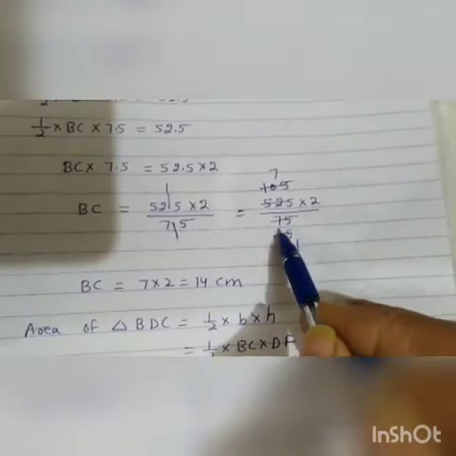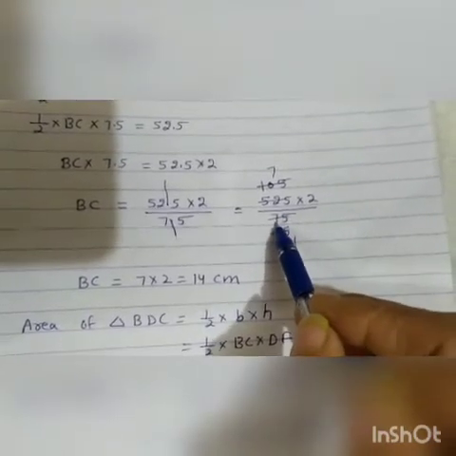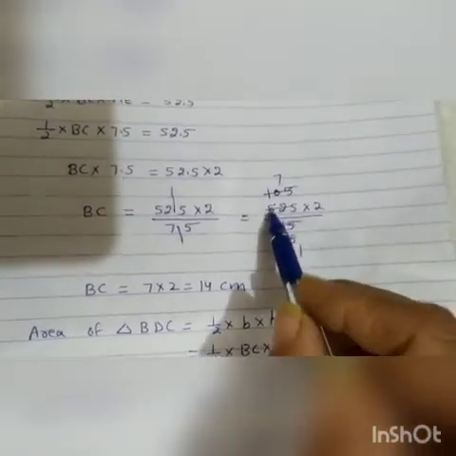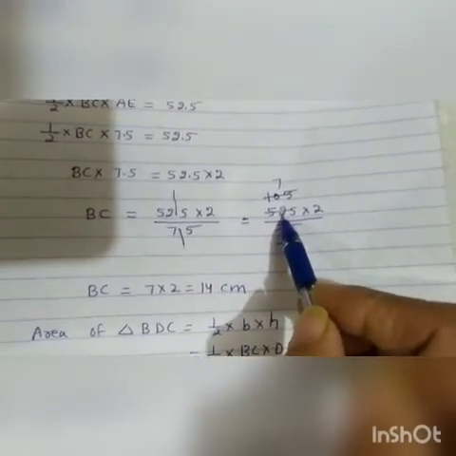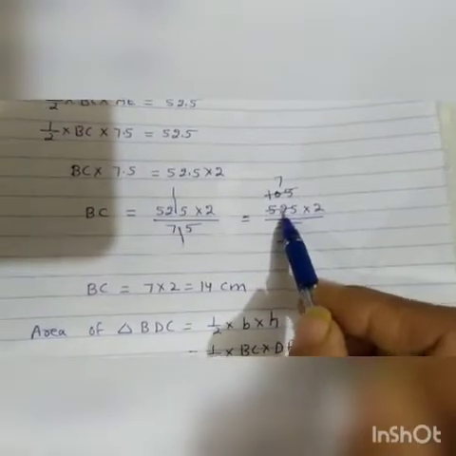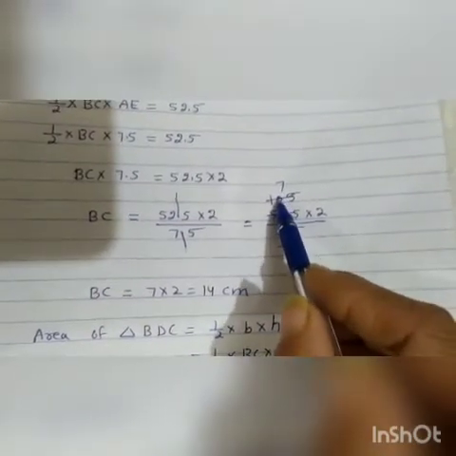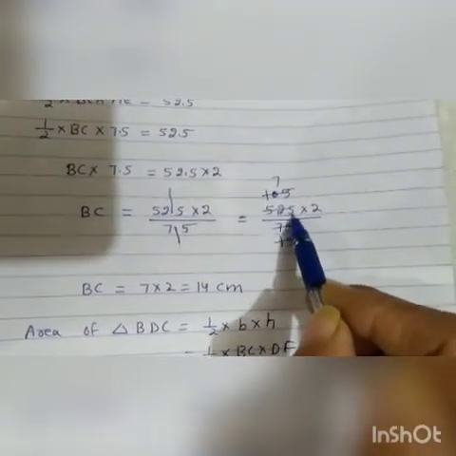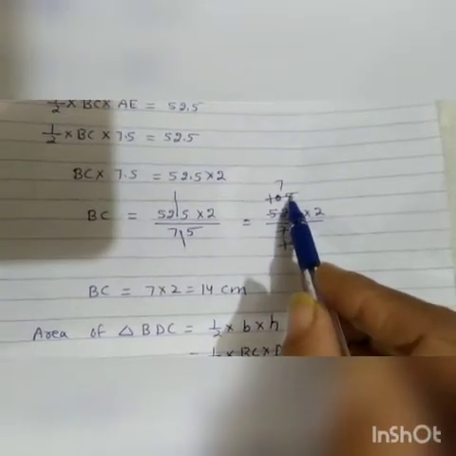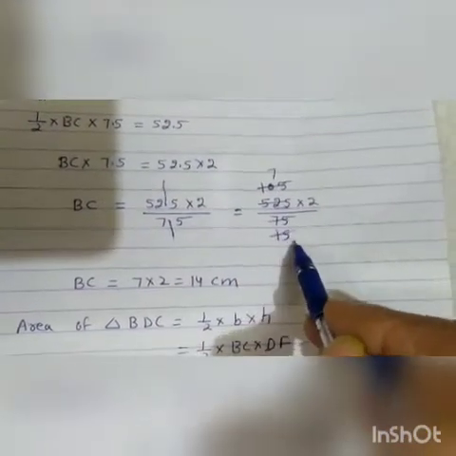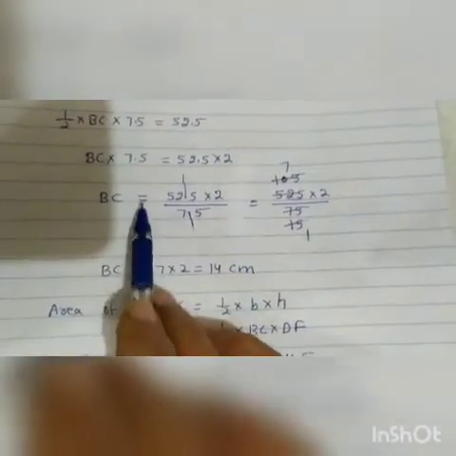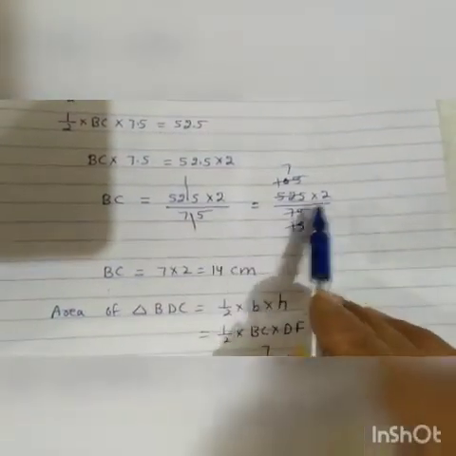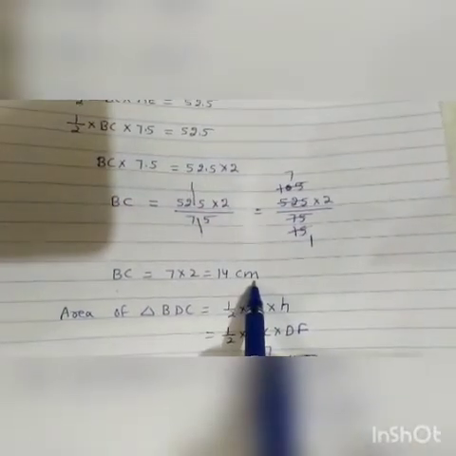Simplify it. 5 ones are 5. 2 remainder. 5 fives are 25. 5 ones are 5. Next digit is 2. We cannot read the table of 5 under 2, so we will write 0. Then it will become 25. 5 fives are 25. Now 15 ones are 15. 15 sevens are 105. So BC is equal to 7 into 2. 7 twos are 14 centimeter.